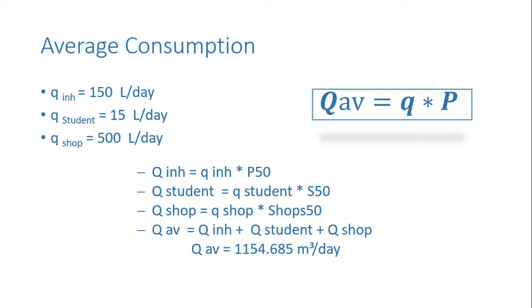For the average consumption, we can use 150 liters per day for an inhabitant. It could be 100 to 300 liters per day. For a student, it's 15 liters per day, and for a shop, we can assume 500 liters per day. So the average flow is the average flow for an individual times the number. So we can get the average flow for the village.